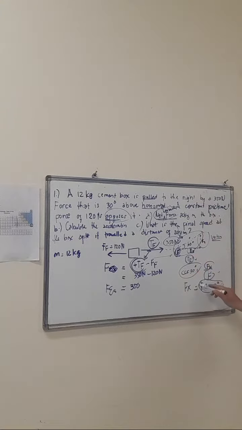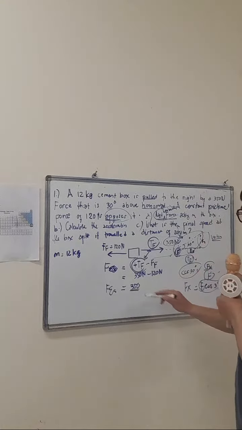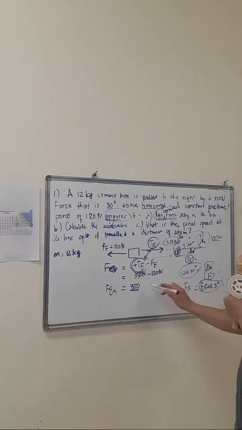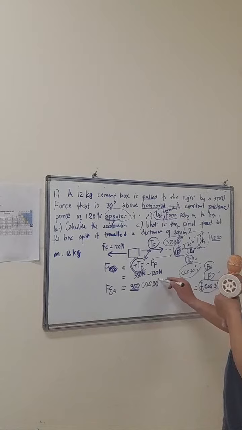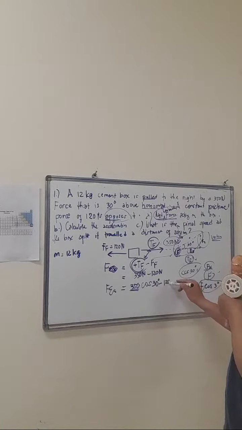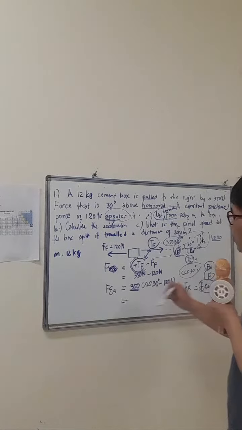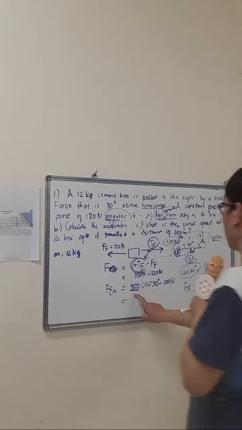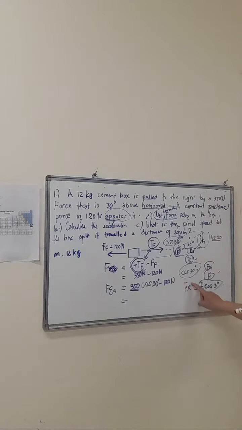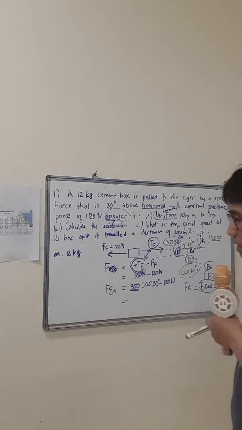Since you already have the force, which is 350, and you add only the cosine 30 degrees, minus 120 Newton. So this is now your net force. Because we already have the force, 350, we can solve our Fx. Why Fx? Because this is the tension force in the horizontal axis, the x-axis. You get the point?